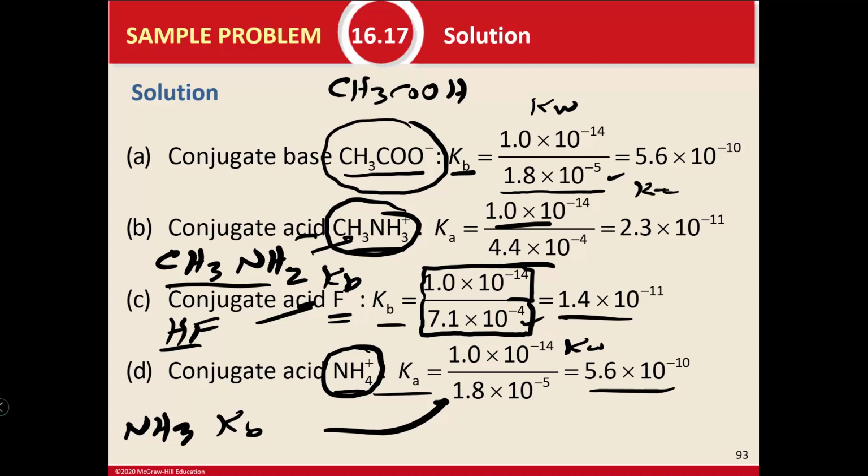This is actually a typo here. This shouldn't be acid, this should be base. Because fluoride ion is the conjugate base, and we have to go back to the acid. Just like here, this is the conjugate acid, we've got to go back to the base. So there's a typo on that there.